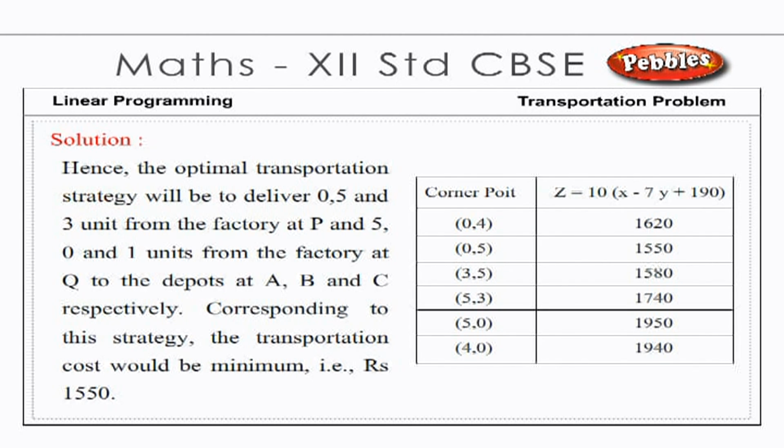Hence, the optimal transportation strategy will be to deliver 0, 5 and 3 units from the factory at P and 5, 0 and 1 units from the factory at Q to the depots at A, B and C respectively. Corresponding to this strategy, the transportation cost would be minimum, that is, rupees 1550.